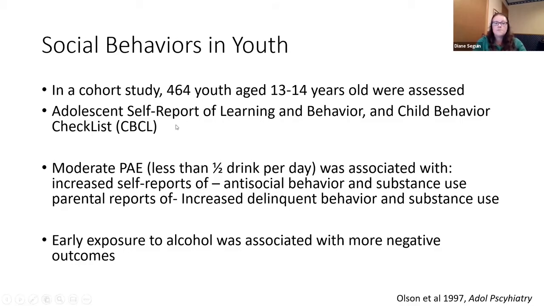What they found was that moderate prenatal alcohol exposure, which they quantified as less than half a drink per day during pregnancy, was associated with increased self-reports of antisocial behavior and substance use, while the parents reported increased delinquent behavior, particularly fighting with other children, as well as substance abuse. This study also found that early exposure, during the first trimester, was more likely to be associated with negative outcomes than if alcohol exposure happened later in gestation.